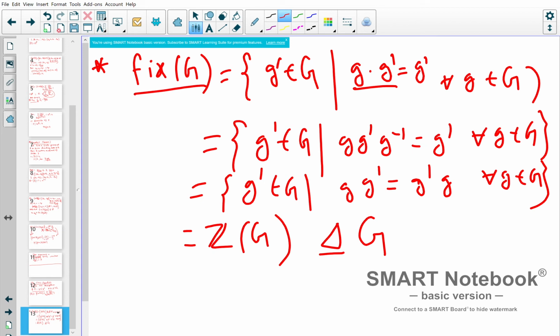It has nothing, right? See, this subset of X, you have no structure. But for X equal to the group G with this conjugation action, it becomes a very nice set. So it's a normal subgroup, right? Which is the center of G. Clear.